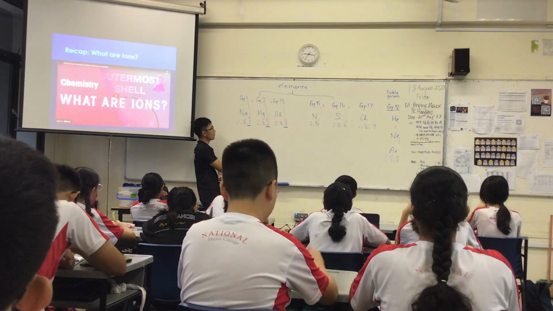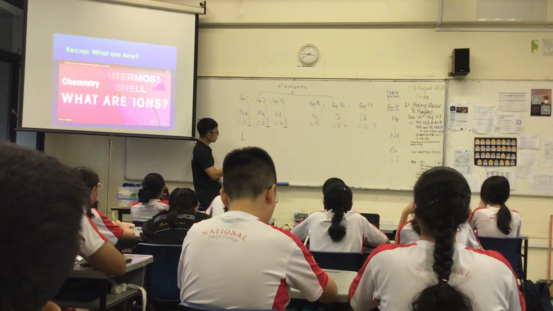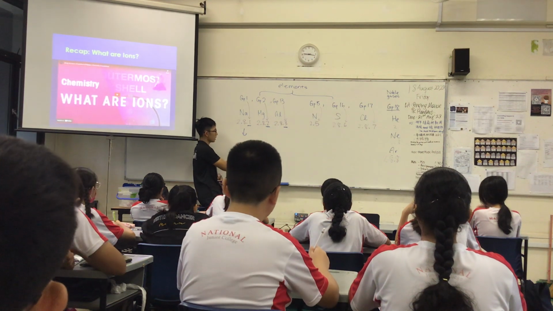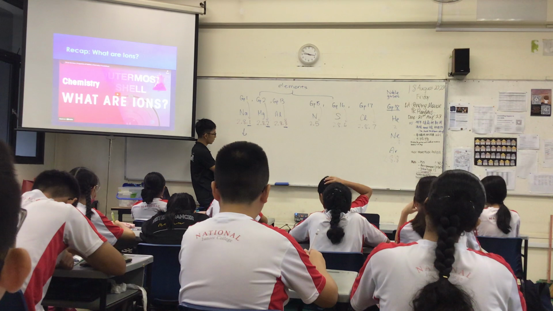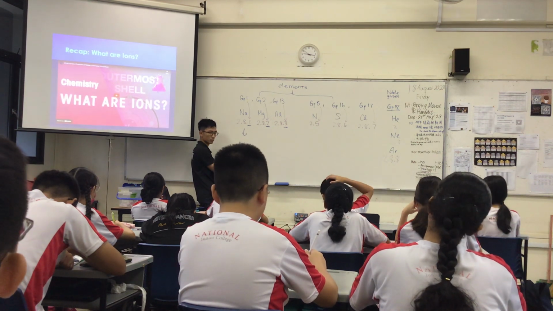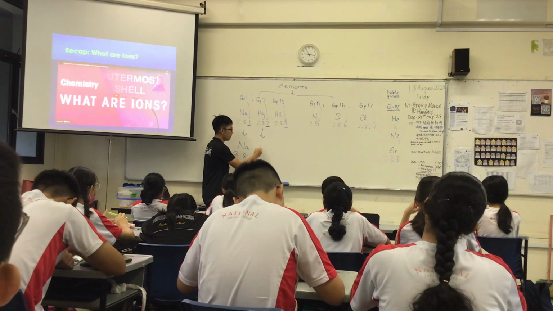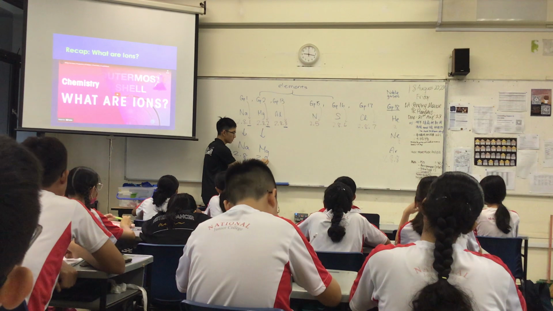So what will the new configuration look like? The new configuration should look something like that. I have sodium, right? And the new configuration should look like 2.8 because it loses 1 electron. Let's go to magnesium. Magnesium will look like 2.8.